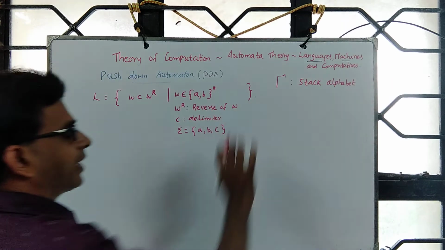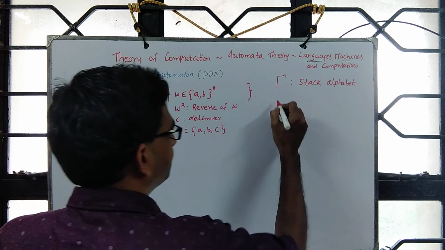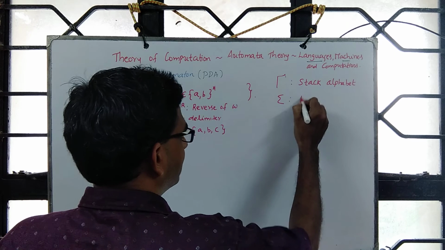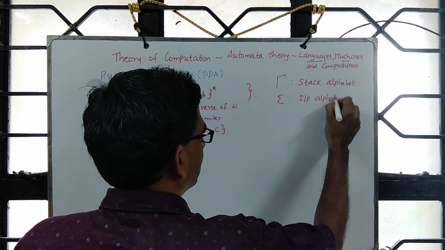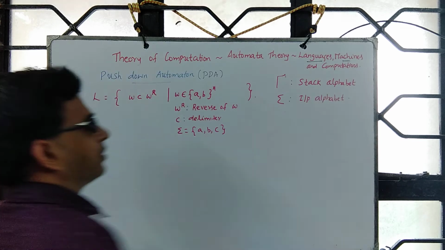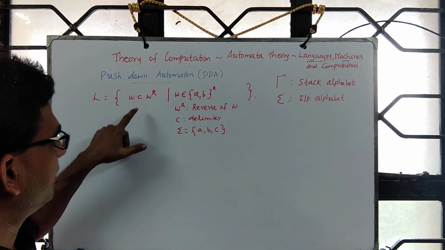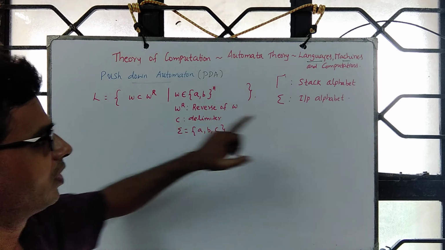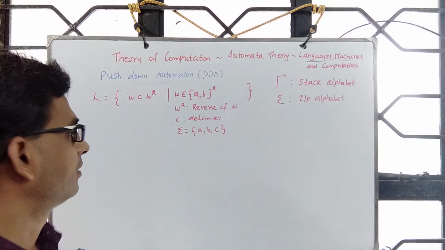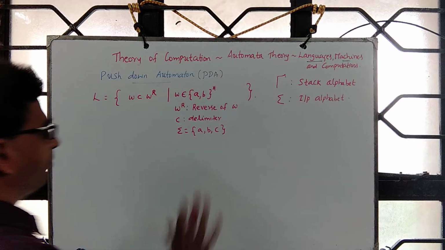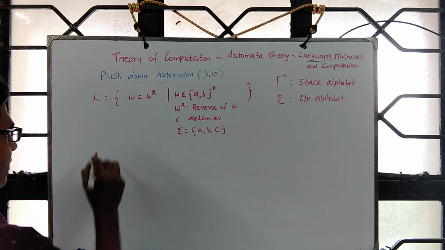Okay, so always we use gamma to talk about the stack alphabet. Capital A, capital B, Z naught, X, they are all from this. And sigma is our input alphabet. So anything that we use in the input tape, A, B, C, all that should come from this. Fine? Yeah. So having made that point clear, let's focus on the design.